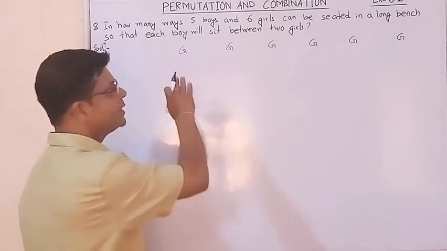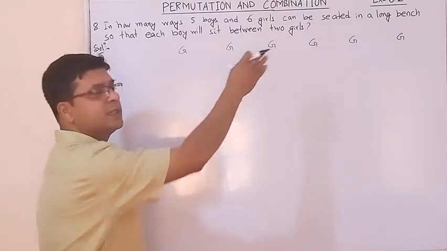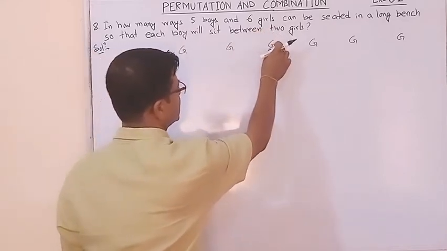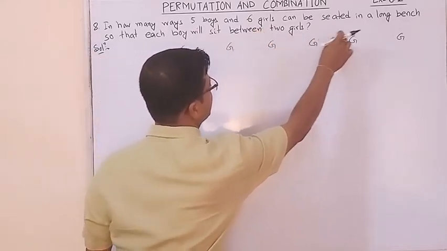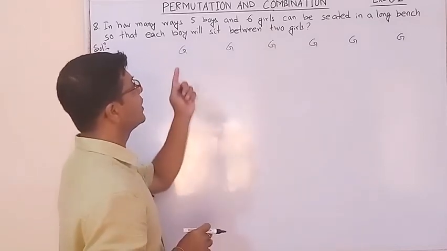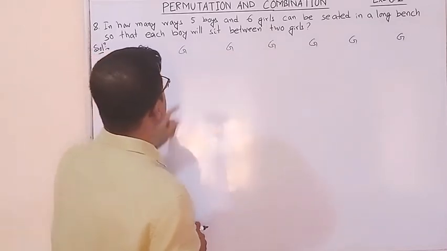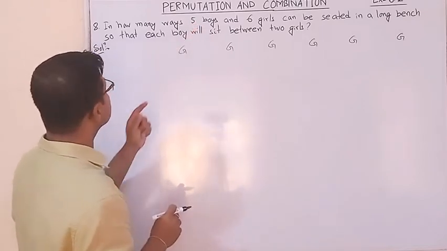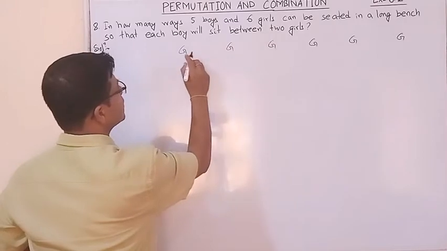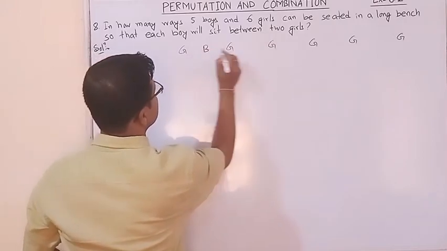Now these 6 girls can be arranged in factorial 6 ways, because this girl can come here, this girl can go here or here or here or here. In this way, these 6 girls can be arranged in factorial 6 ways. Now there are 5 boys. Here the condition is that each boy will sit between 2 girls.